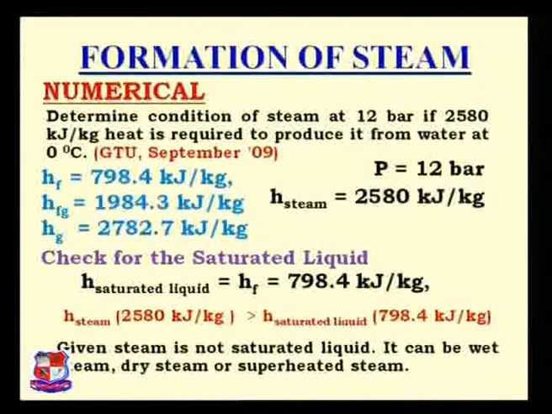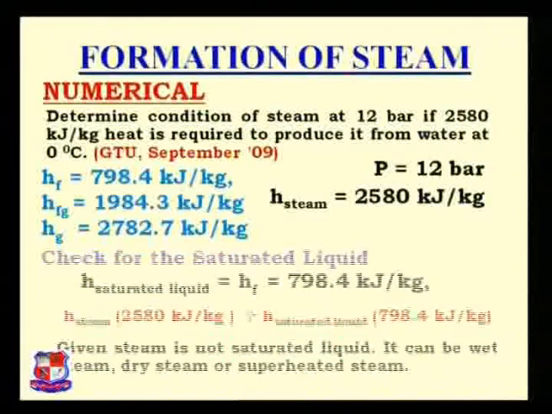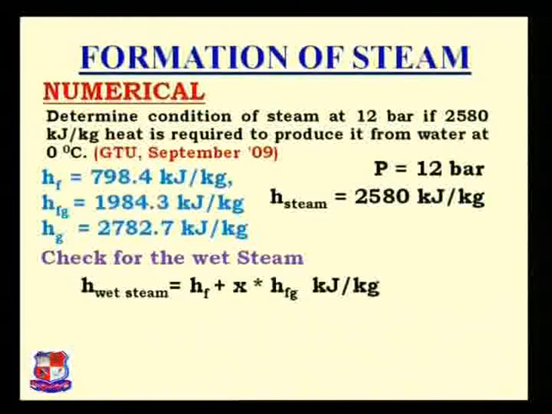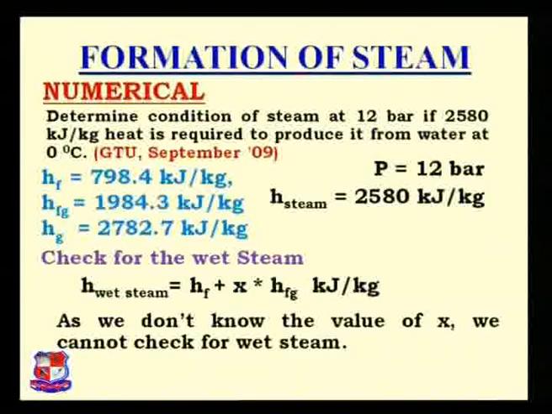So now we will check for the wet steam. The equation for the enthalpy of wet steam is equal to Hf plus X multiplied by Hfg. We know that the Hf value we can take from the steam table, which is 798.4, and Hfg is also available from the steam table, which is 1984.3. But what about X? As we don't know the value of X, we cannot perform the check for the wet steam.